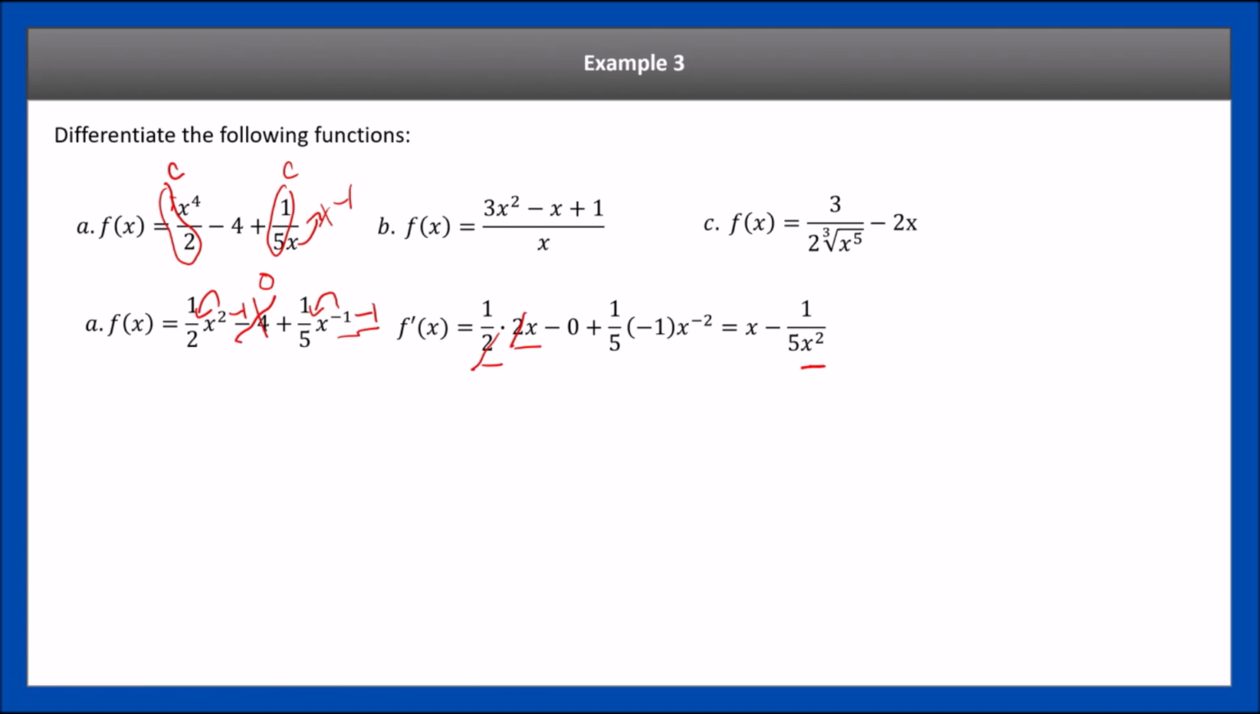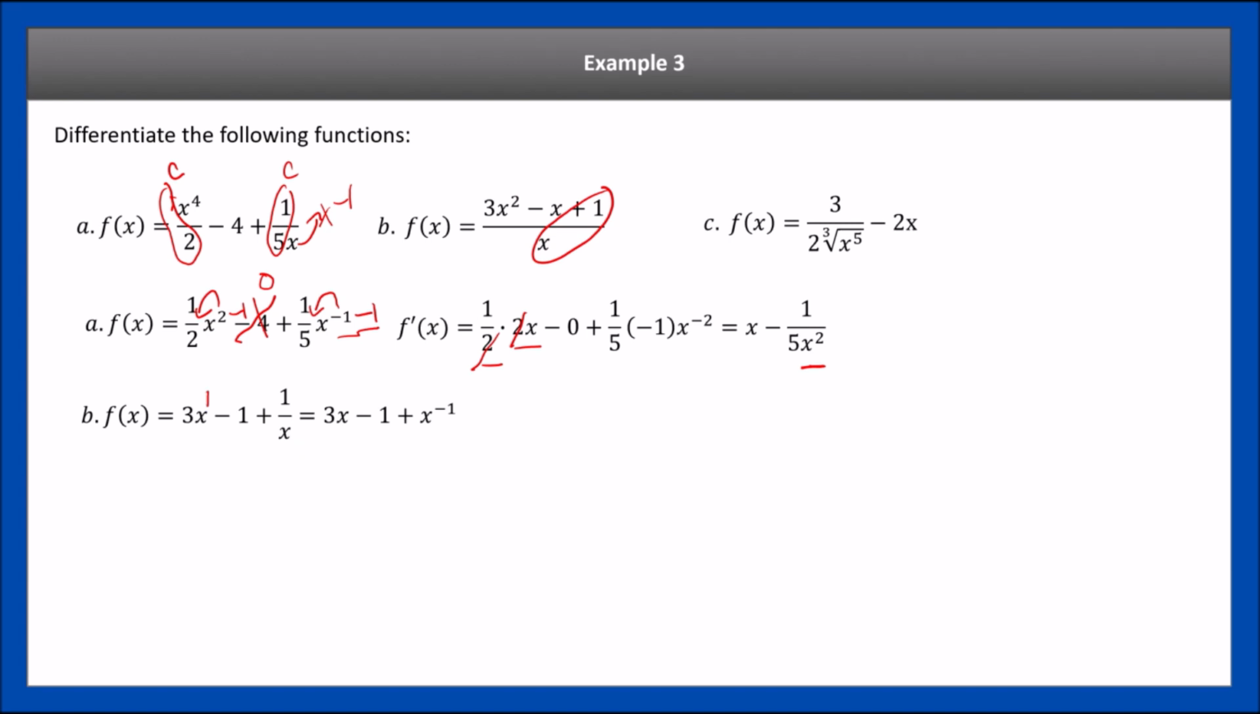For part B, we can split this up into 3 fractions. So we split up into this fraction, and this fraction. If I split up into this first fraction, that's going to be 3x because one of these cancels. If I split it up into this fraction, then these cancel, leaving me with -1. Lastly, if I split it into this fraction, that's going to be 1 over x. That's how I get that.